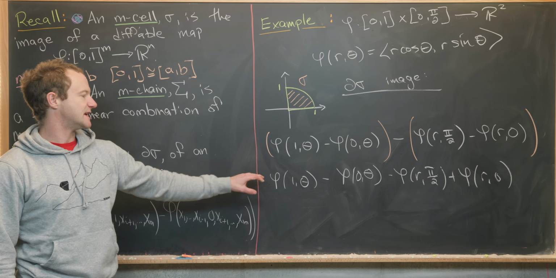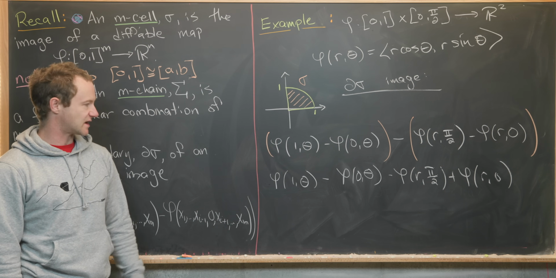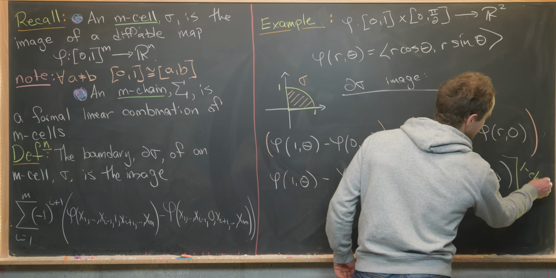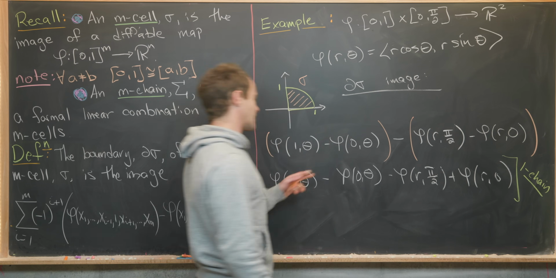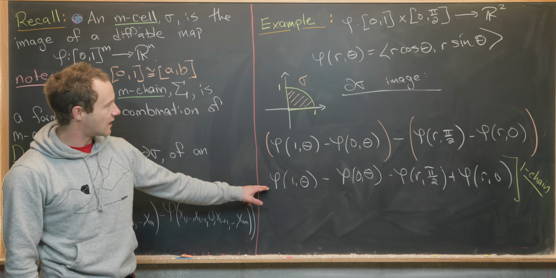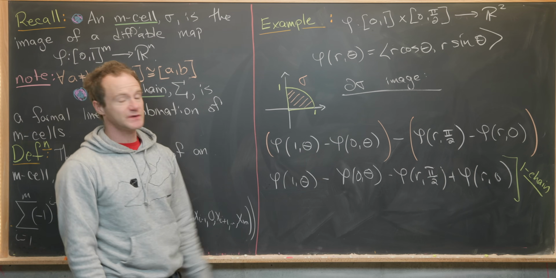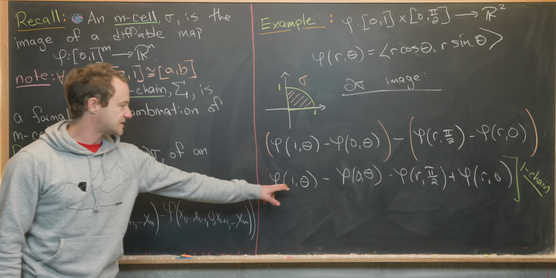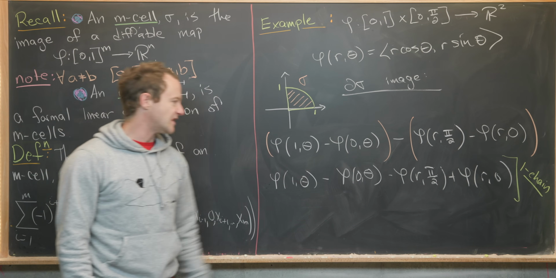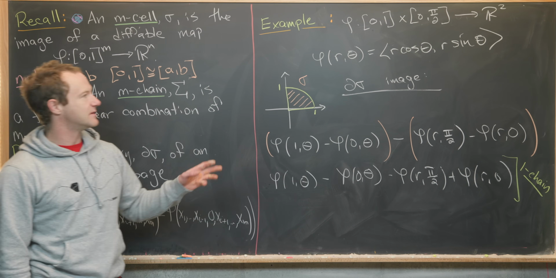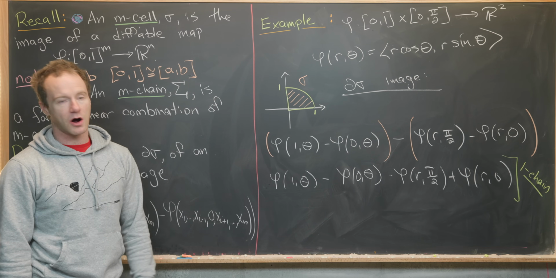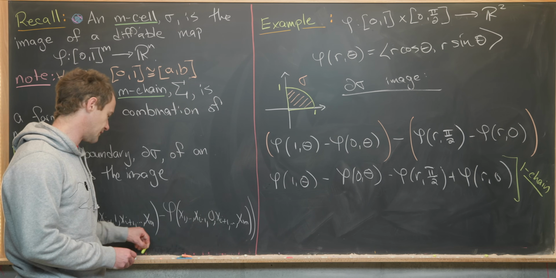But now d sigma is really the image of this object here. So in other words, this is going to be a one chain. So we want to interpret each of these as 1 cells. So this is the 1 cell built out of our 2 cell up here, where we've just evaluated at r as 1. This guy right here, phi of (0, theta), that's going to be the 1 cell built out of our 2 cell, where we've evaluated r at 0, and so on and so forth.